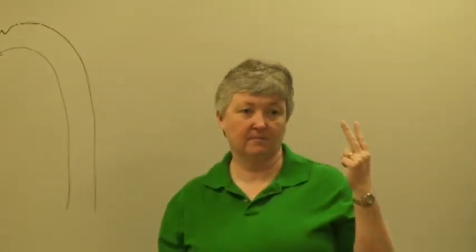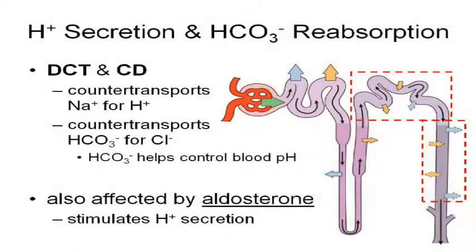So it could be two things going on. It could be a low sodium and/or a high potassium. That will stimulate aldosterone. Now, what about hydrogen and bicarbonate? We're going to talk in a few minutes, I hope, about acid-base balance. Aldosterone is also involved in this.